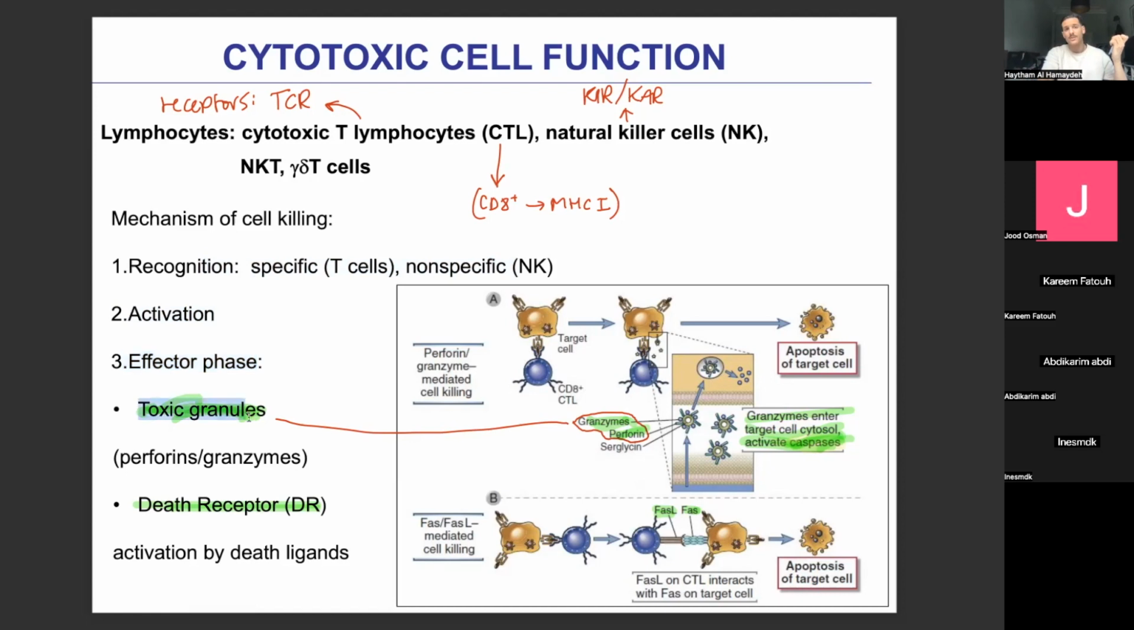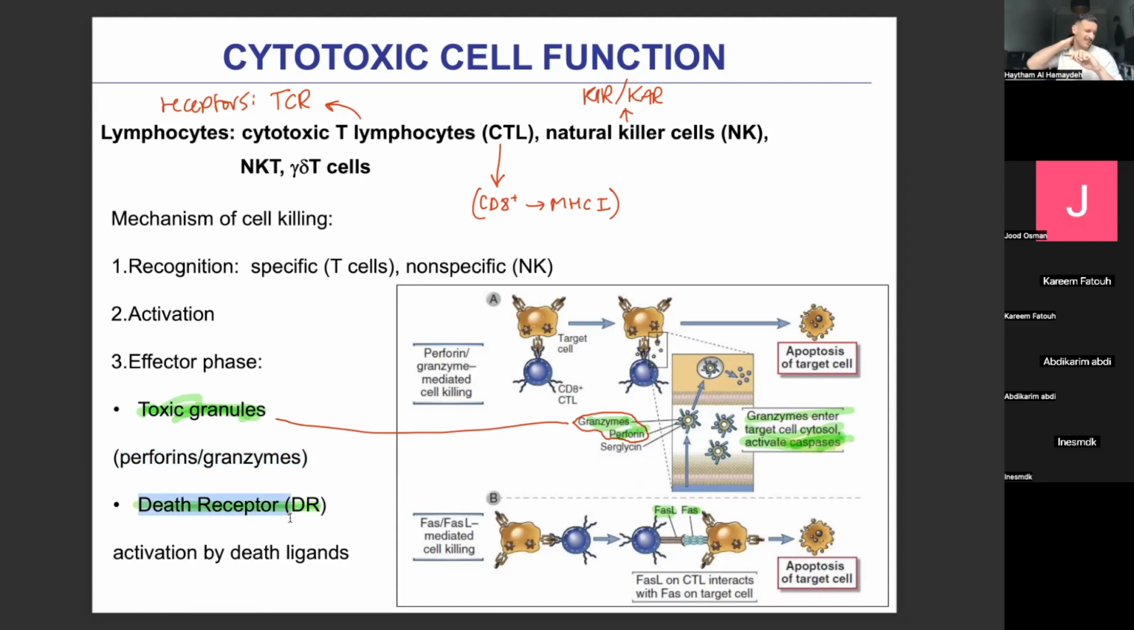The only difference is that toxic granules use perforins and granzymes. Both ways of the effector phase lead to apoptosis by activating a cascade inside the cell called the caspase cascade. Perforins and granzymes can activate the caspase either directly or indirectly. Directly is by cleaving the caspase. Indirectly is by activating the mitochondrial pathway to activate the caspase and then cause apoptosis. Death receptors, on the other hand, activate apoptosis directly, by activating the caspase directly. They don't do it indirectly.